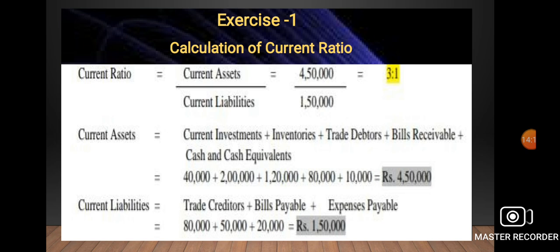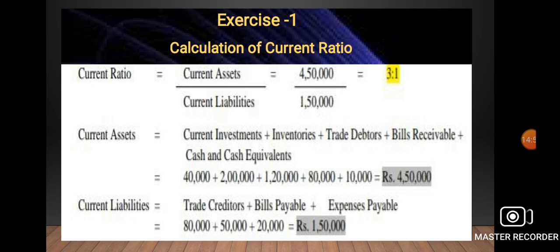Bills receivable rupees 1,20,000, trade debtors rupees 80,000 plus cash and cash equivalent rupees 10,000. Totally rupees 4,50,000. This value is known as current assets. Then we can go to find out the next step, current liabilities. Current liabilities means trade creditors plus bills payable plus expenses payable. Trade creditors rupees 80,000 plus bills payable rupees 50,000 plus expenses payable rupees 20,000. Totally we get rupees 1,50,000.